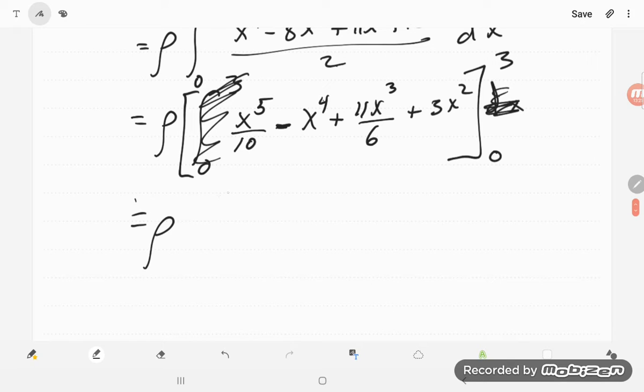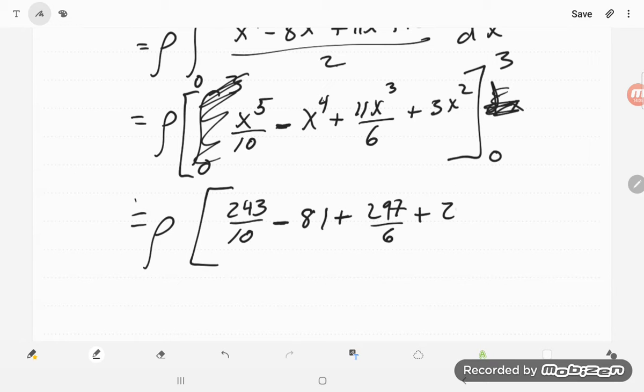So this is rho times 3 to the 5th, 243, I think. So 243 over 10 minus 81 plus 3 cubed is 27 times 11. Well, that's 270 plus 27, so 297 over 6, and then plus 27.